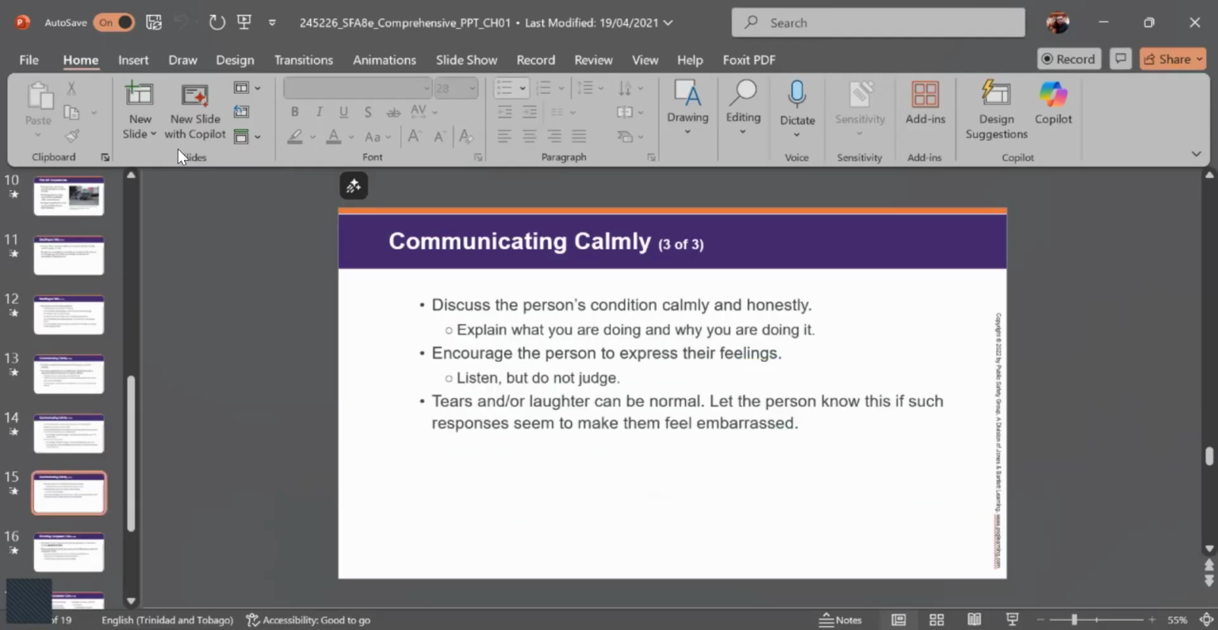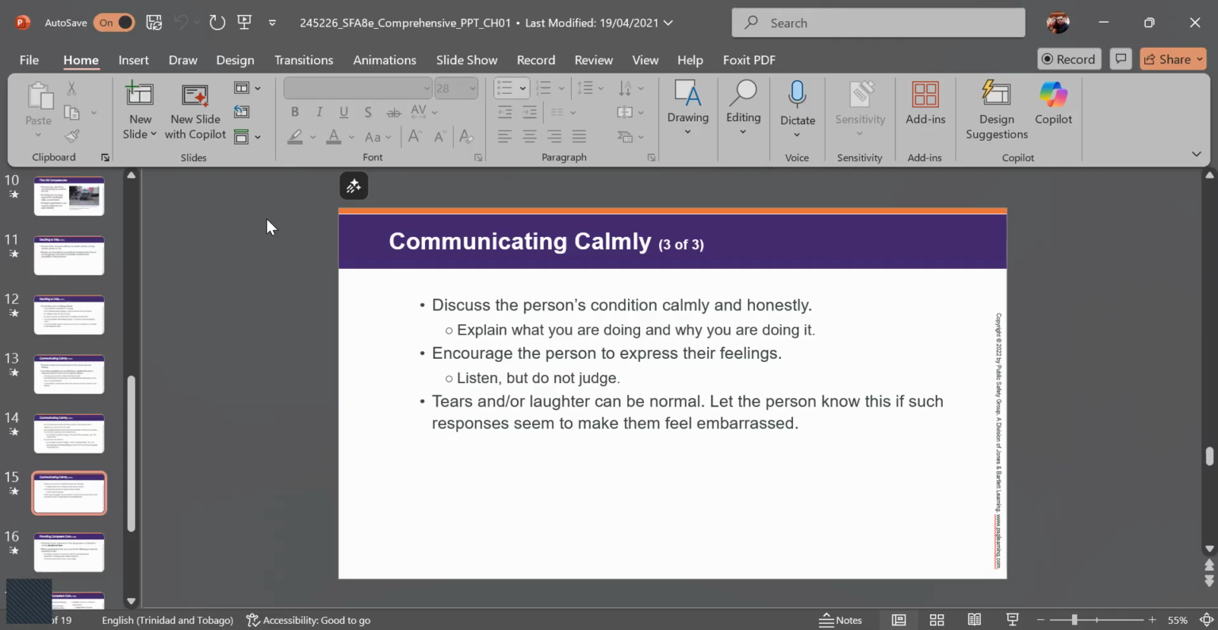Discuss the person's condition calmly and honestly, and explain what you're doing and why you're doing it. I mean, that's self-explanatory. When you're bleeding, you apply a bandage to help stop the bleed and stabilize you. You apply a sling and swathe to stabilize a dislocation, you put a splint for a suspected fracture. Okay, you put them to sit down, loosen tight clothing to ease the pressure on the chest so they could breathe easier.